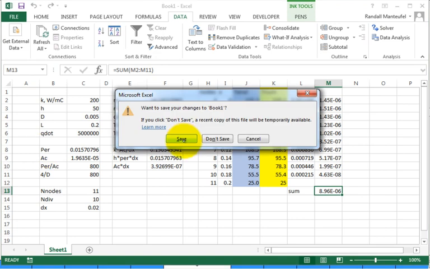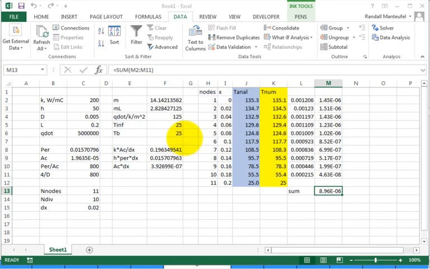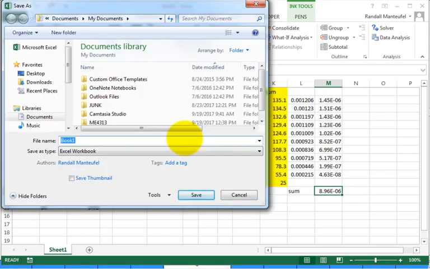Should I save it? No, it's garbage. I'm going to save it anyway. Okay, September 19th in the PM.